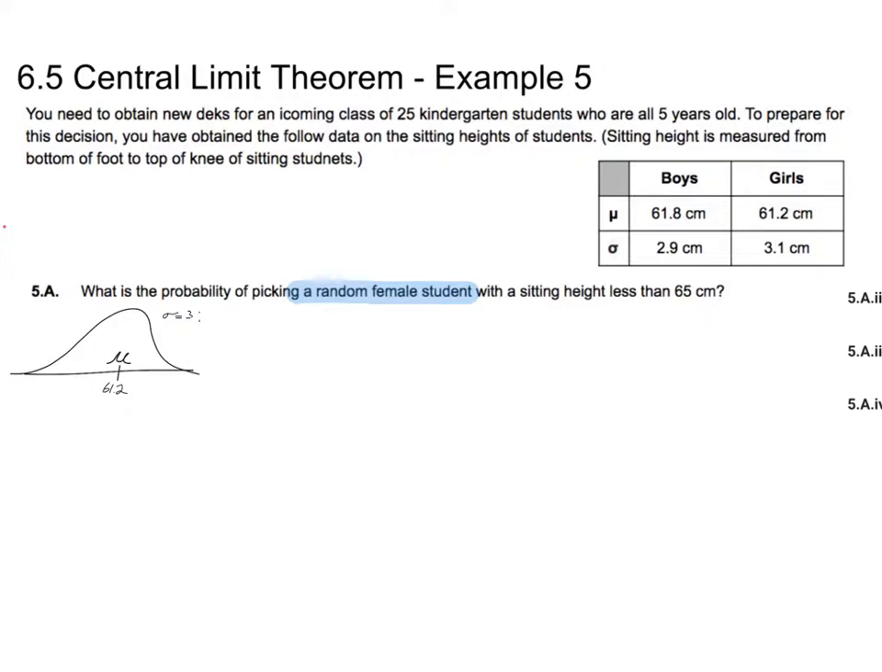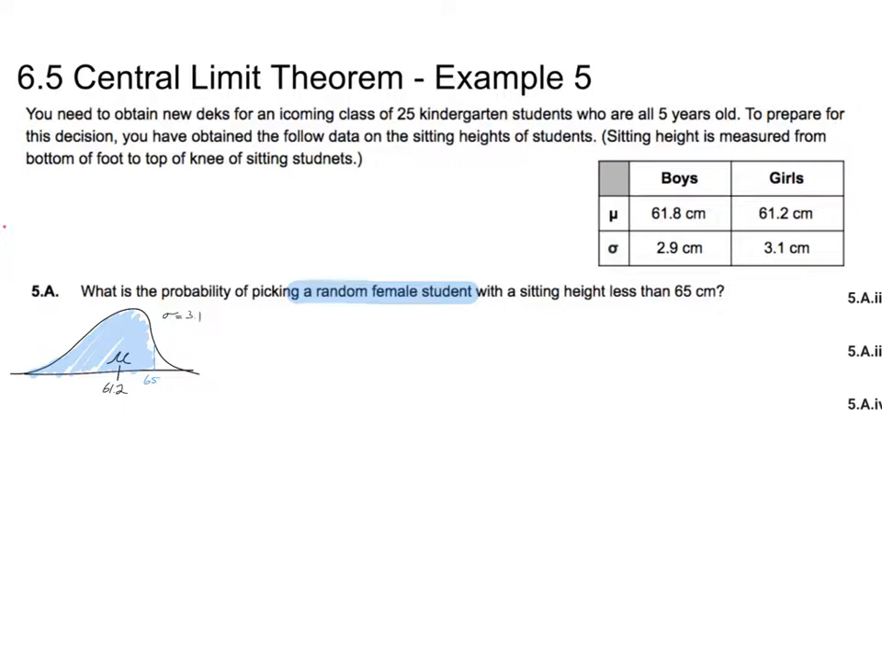The next part of the question is asking about the height of someone less than 65 centimeters. So I'm going to find where that 65 centimeters is on my data. I'll just estimate it to be right there. And I'm going to be looking for a region associated with that height. In this case, I know that I'm looking for something less than that, so I'm going to go ahead and shade in the region over here to the left. I'm looking for all of this blue region. That blue region is the probability of picking someone less than 65 centimeters tall.